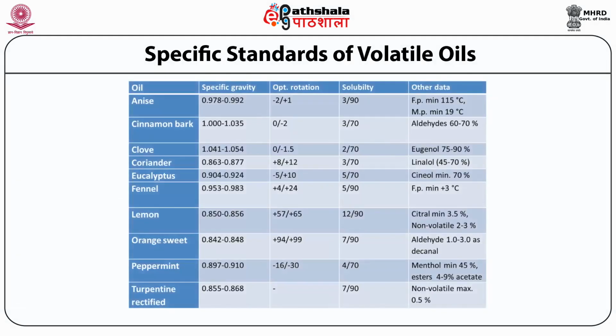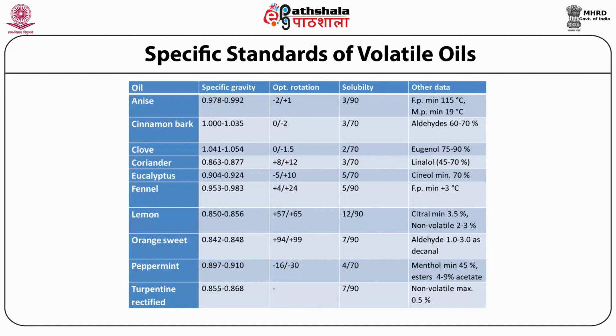Now let's go to the specific volatile oils and their parameters that are used for their analysis. For this oil, the specific gravity is somewhere around 0.978 to 0.992. Its optical rotation is minus 2 to plus 1. Solubility, as has been mentioned earlier, is in 3 parts of 90% alcohol. Its freezing point is minimum 15 degrees Celsius, melting point minimum 19 degrees Celsius.